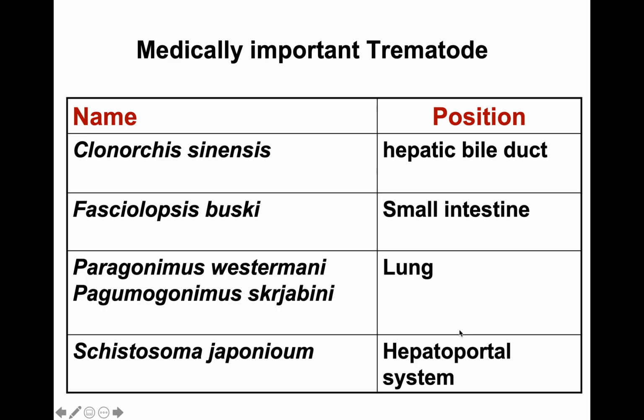The third one, we are going to give more time to, Paragonimus westermani. It prefers to live in the lung tissue, so it's called the lung fluke. The last one is Schistosoma japonicum. It likes to live in the hepatic portal system, so it's called the blood fluke.